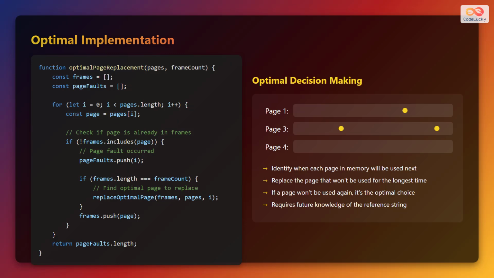To make an optimal decision, we identify when each page in memory will be used next. Then we replace the page that won't be used for the longest time. If a page won't be used again, it's the optimal choice. Note that this requires future knowledge of the reference string.